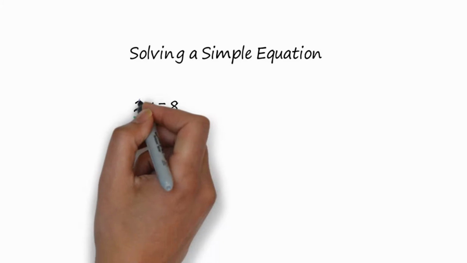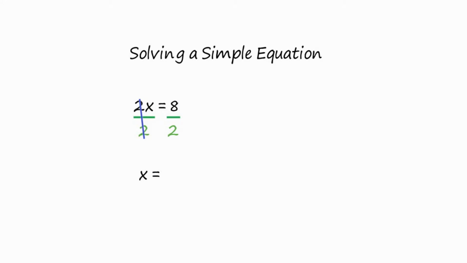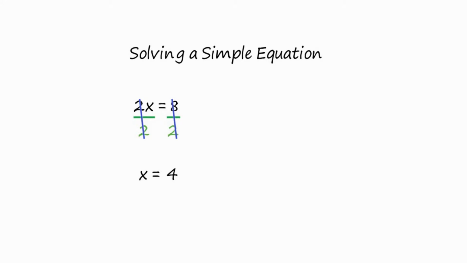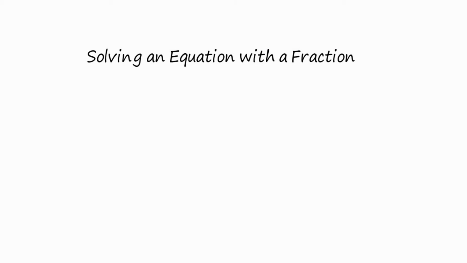So 2 divided by 2 is 1. That leaves us with x equals 8 divided by 2 is 4. X equals 4, and we've solved the simple equation. Let's use those steps now to solve an equation with a fraction in it.